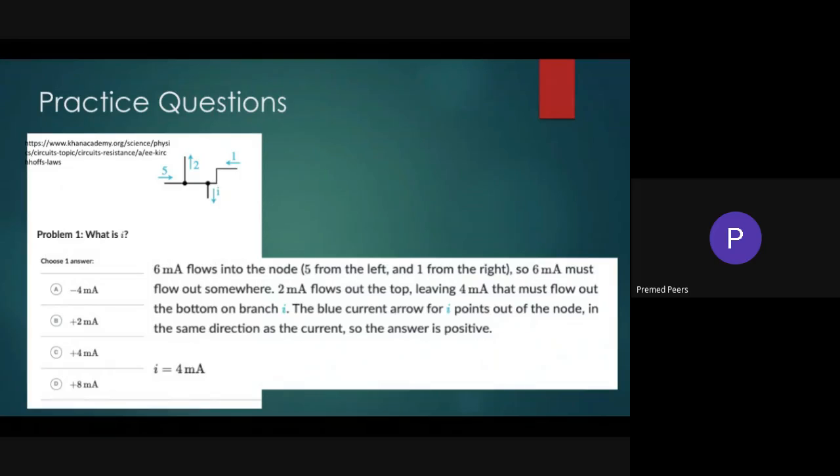Yeah, so that's correct. So we see 6 milliamps flowing into the node, 5 from the left, 1 from the right. But there's also that 2 flowing out of this node. So by the time you get to this node, you're only left with 3 from this side and then 1 from this side. So that's correct. Good job.